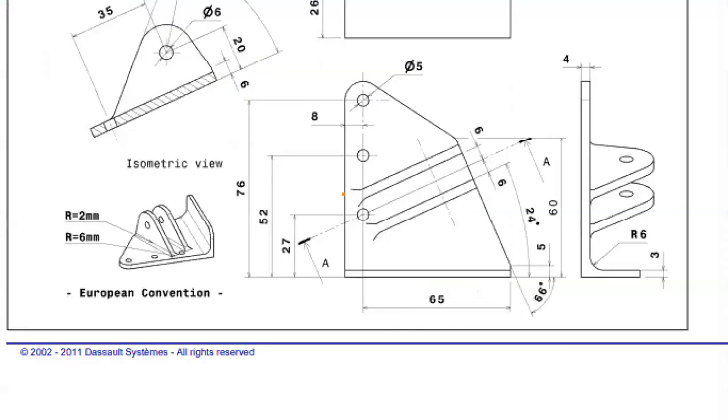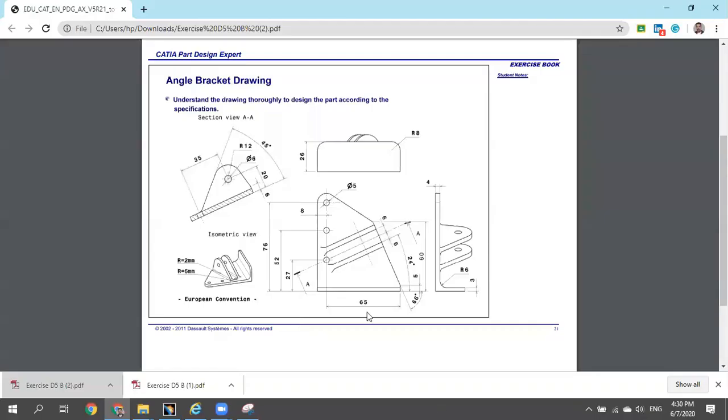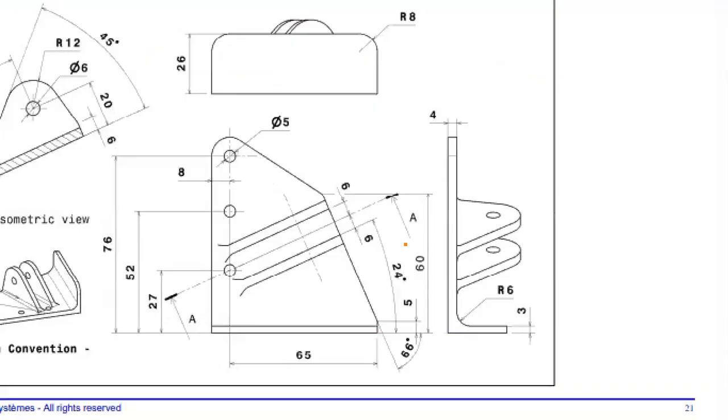This one. This and this one. I'm going to do this one, right? So for that, you know, 65, 76, and you know this 60. This 60 is very critical for me, right? This 60 is critical, and this 24 is very critical, and this 5 is also critical for me. So 65, 76, and this 5, these dimensions are very critical for me to do this one.